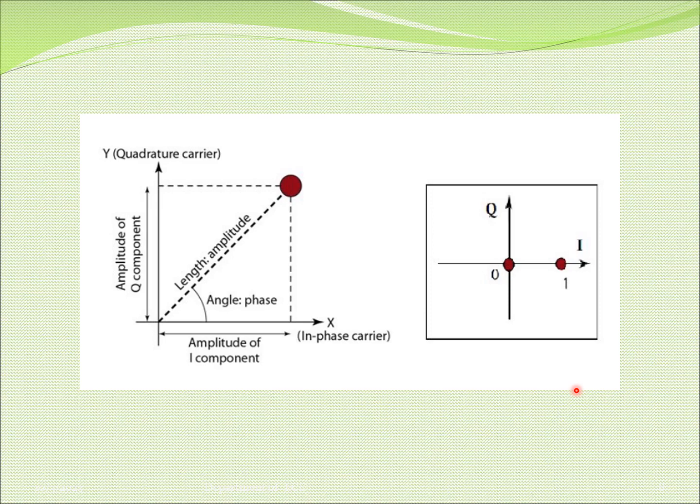So in this video, we have just defined what is ASK. We understood why it is called on-off keying. We have seen the mathematical expression for ASK, followed by transmission and reception using the simple model of both coherent and non-coherent, and finally the constellation diagram.